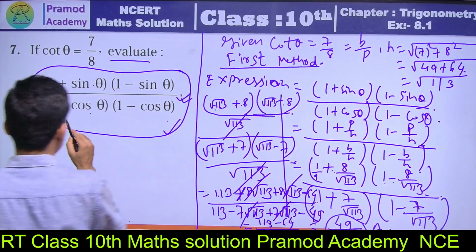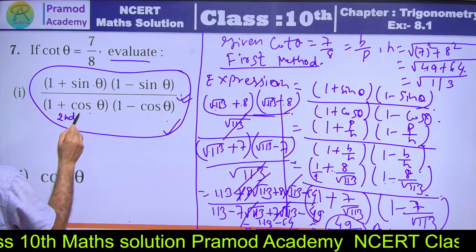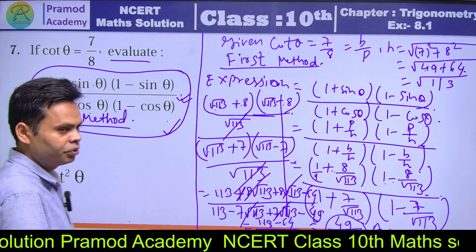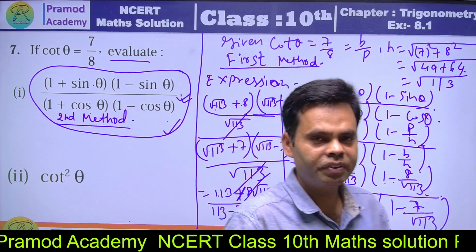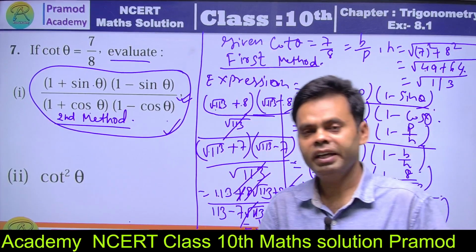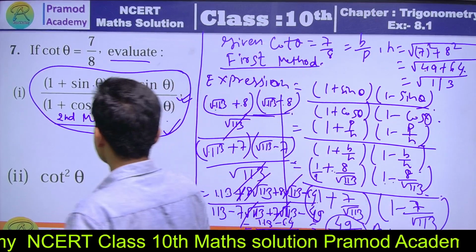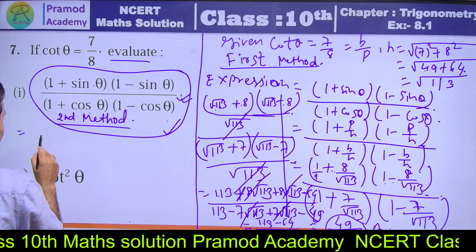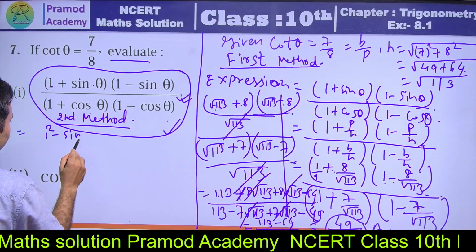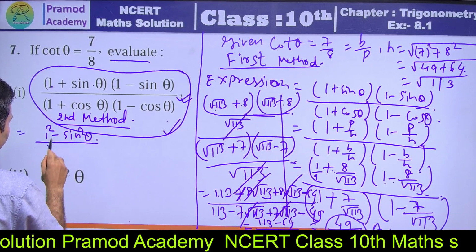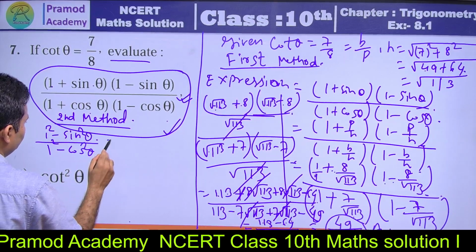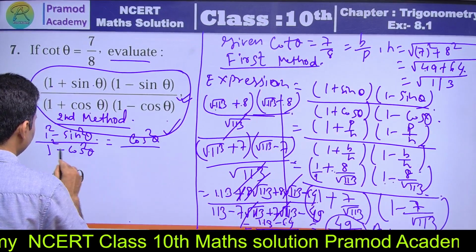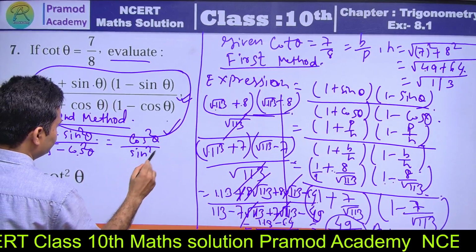Now I am going to solve this using second method. Second method, I will directly use the formula of a plus b into a minus b. So what is the formula of a plus b into a minus b? It is a square minus b square. So I will put the formula here. So 1 square minus sin square theta, 1 square minus cos square theta. So what will be 1 minus sin square theta? It will be cos square theta. 1 minus cos square theta, it will be sin square theta.